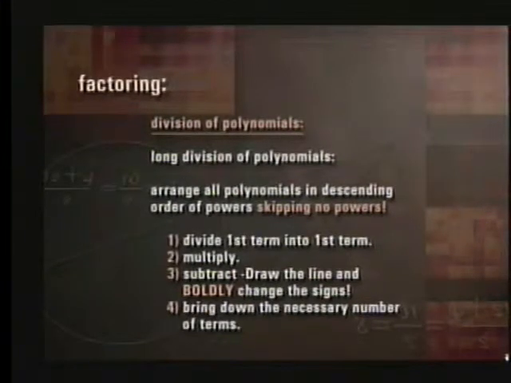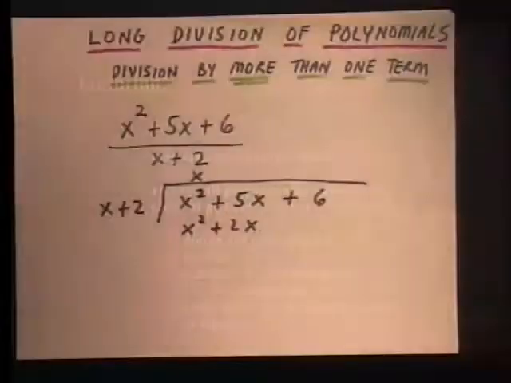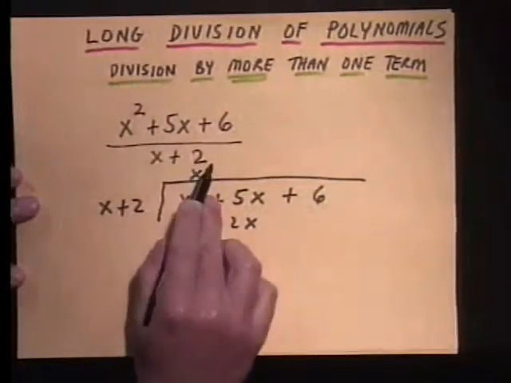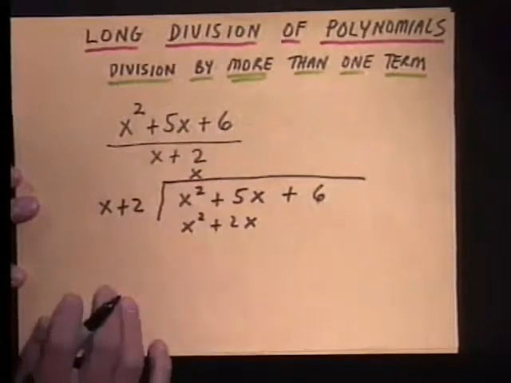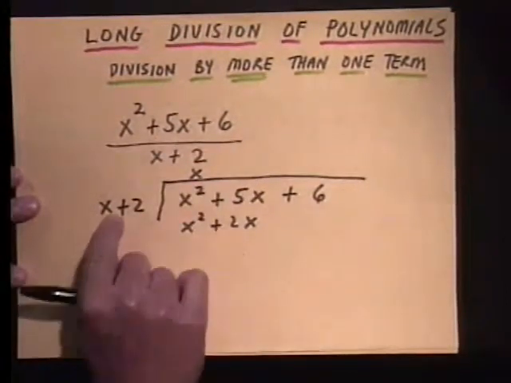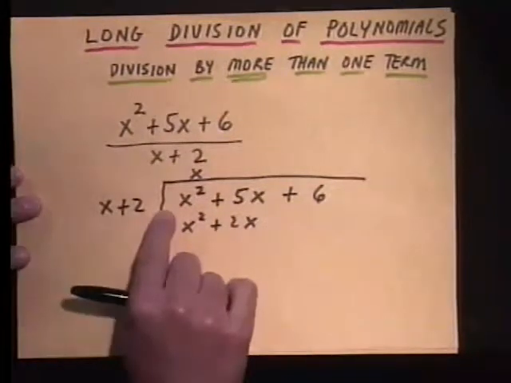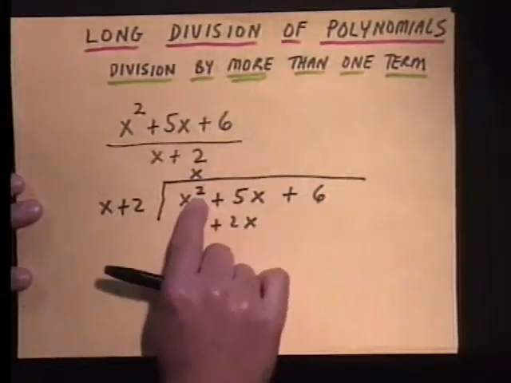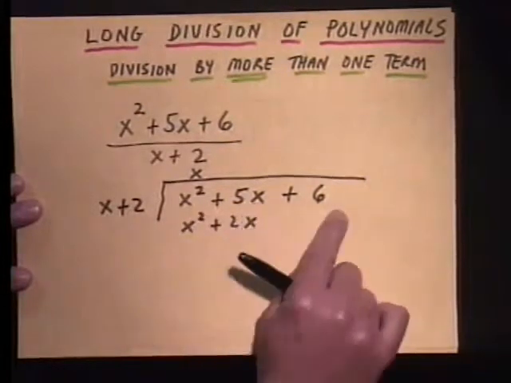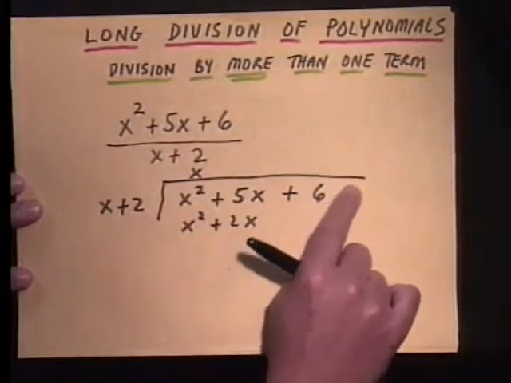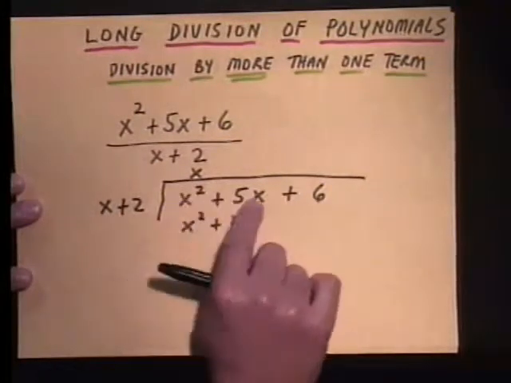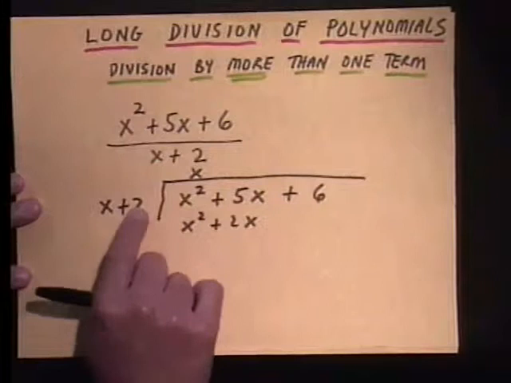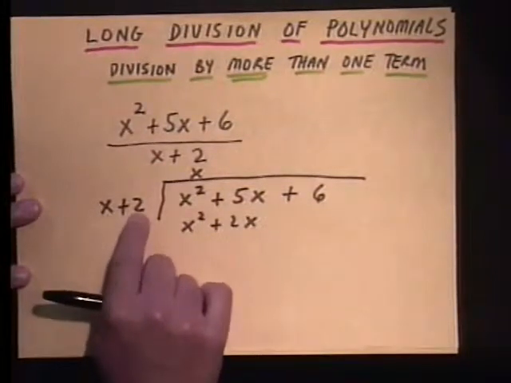So let's go back to some examples, and we'll illustrate those 4 steps for you. Notice here we have a binomial divided into a trinomial. So I took the bottom term and divided it into the top term. Notice we're not skipping any powers here on any of the polynomials. This is x to the second, x to the first, and then the number, since x to the 0 power we don't write. So this is in nice descending order, and the binomial also goes from x to the first power to the number.